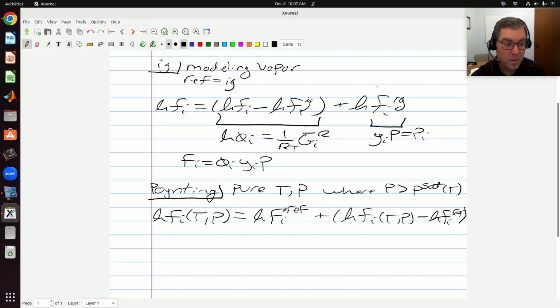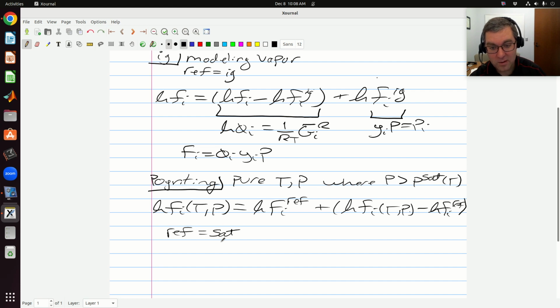So in the case of Poynting, I'm going to adopt as my reference state the pure component at saturation. Where Poynting came in is I'm trying to calculate the fugacity of pure component i at a given temperature and pressure, where my pressure is greater than the corresponding saturation pressure. So I'm dealing with, say, a compressed phase. In the context of calculating the fugacity of my pure component system at a given T and P, I'm going to adopt as a reference state my pure component at saturation at that T. So my reference state corresponds to that pure component in a saturated state at that T.